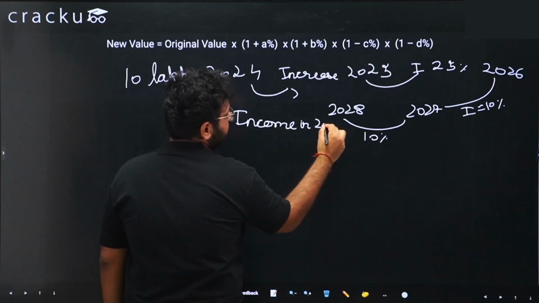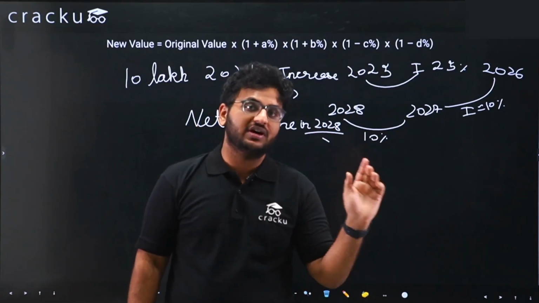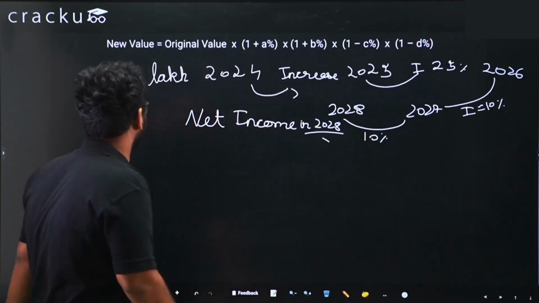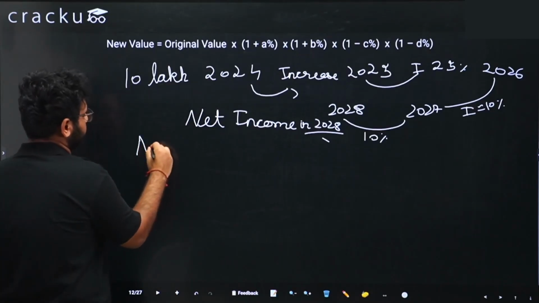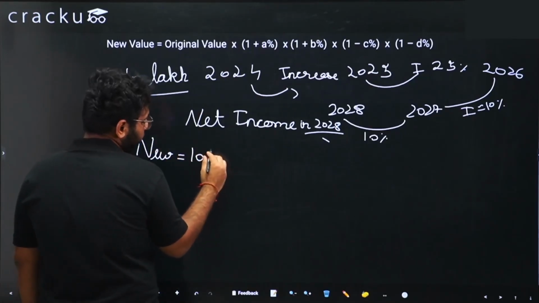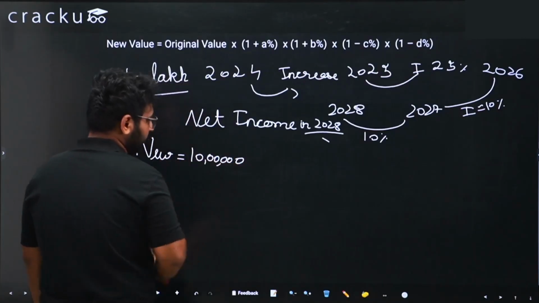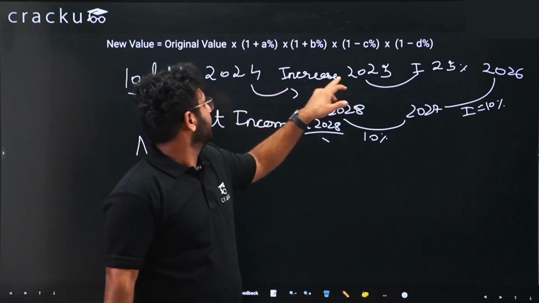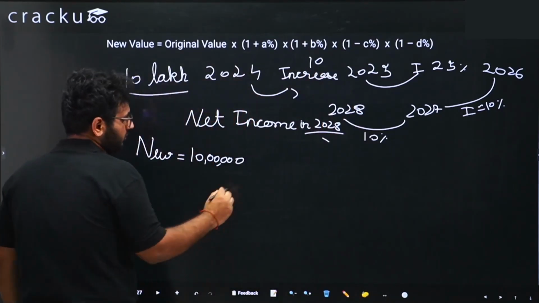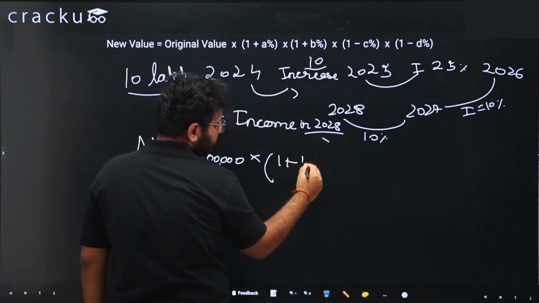Net income in 2028. So we know that new value is equal to old value into 1 plus increase percent, into 1 plus increase percent, into 1 plus increase percent, and so on. So new income is equal to old income, which is 10 lakh. 10 lakh has 5 zeros, so 1, 2, 3, 4, 5, into, it increased by 10% from 2024 to 2025. So into 1 plus 10 by 100.